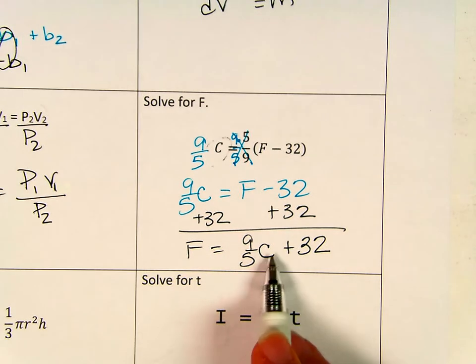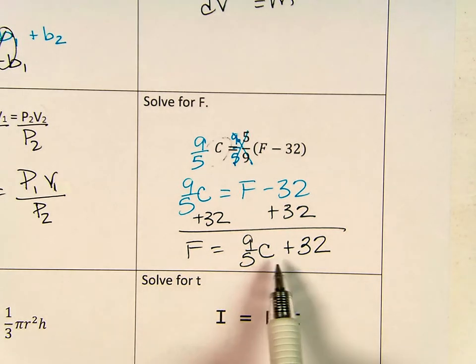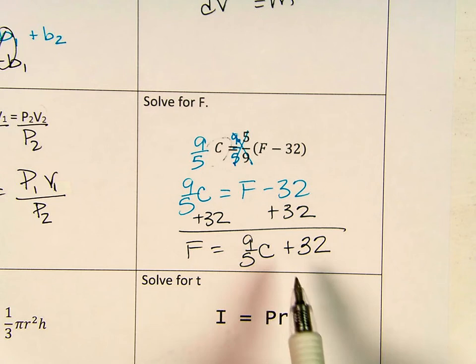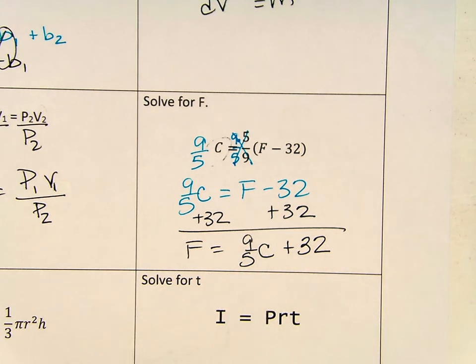So 9/5 is almost 2, right? So if you multiplied by 2 and added 32, it's a really bad estimate, but it's closer than the other. Anyway, that's how you would do that.